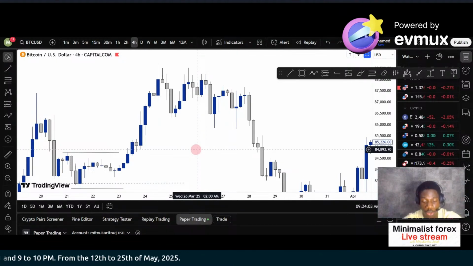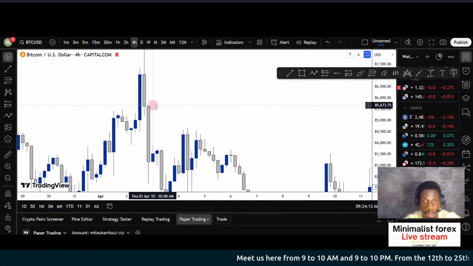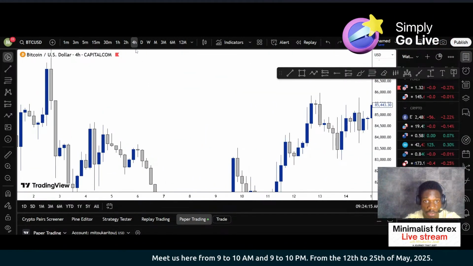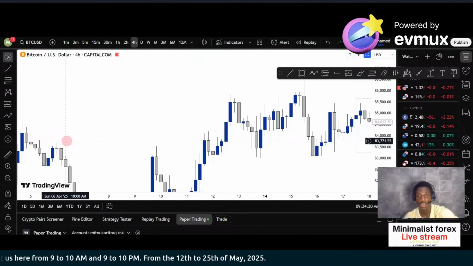First thing is market structure. Second thing, supply and demand. Thirdly, you're incorporating your candlesticks to understand what price is doing. Now, the fun thing about candles is that, as the name implies, this time frame is the 4 hour time frame, so it means one candle took 4 hours to print.